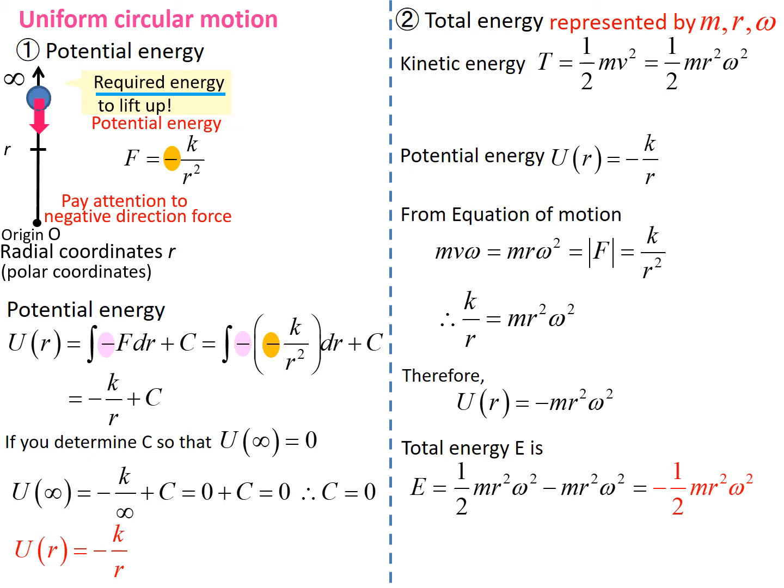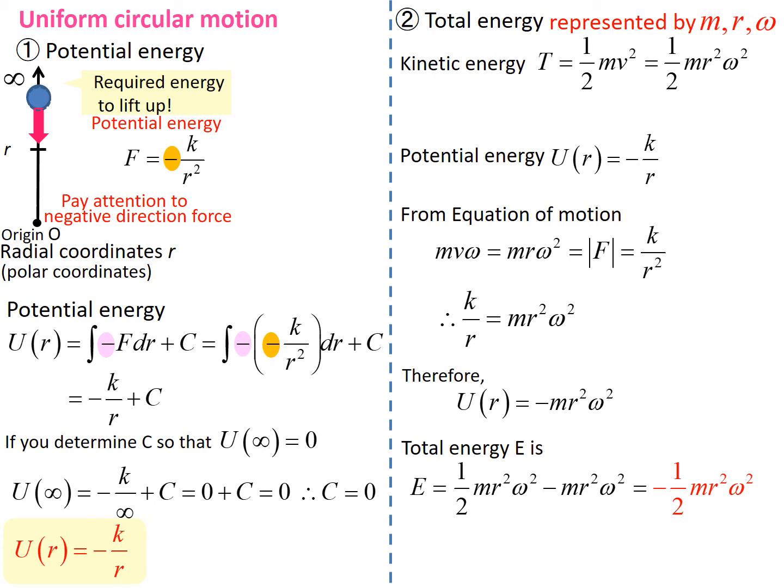In the case of circular motion with a central force, it is difficult to define the potential energy when r equals 0 because the force becomes infinitely large. Therefore, it is common to define the potential to be 0 when r equals infinity. If we determine c so that U is 0 when r is infinity, c will eventually be 0, so the potential energy at position r will be finally -k/r. I mentioned earlier that the potential energy is hard to define at r equals 0, and we can confirm that U becomes -infinity when we set r to 0.